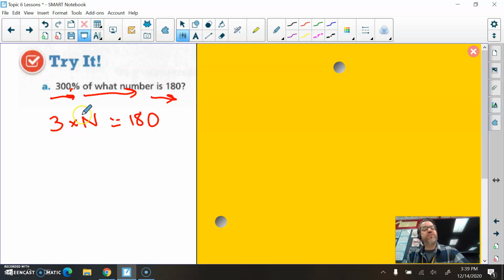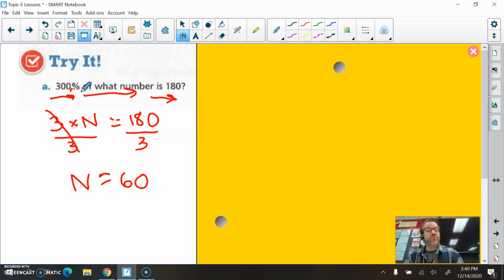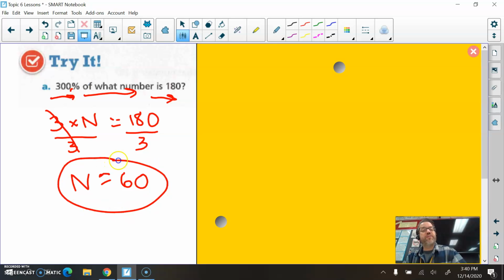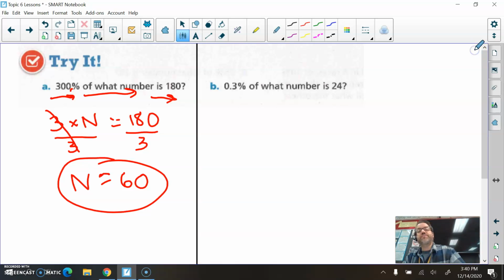So now to undo this here, I have a one-step equation. I divide by 3. Do the same thing here. Divide by 3. N equals 60. Is it 60%? No, we already have a percent. We were just looking for a number, and that number is 60. 300% of 60, triple 60, would equal 180. 60 times 3 does equal 180.